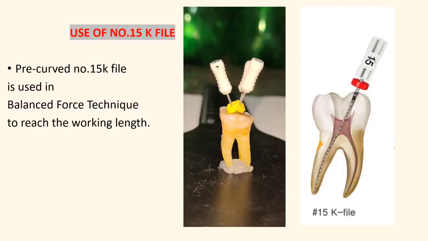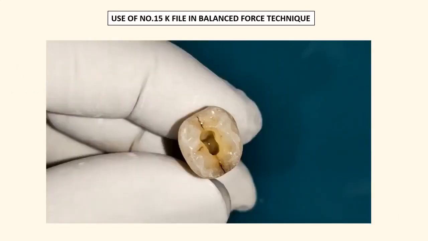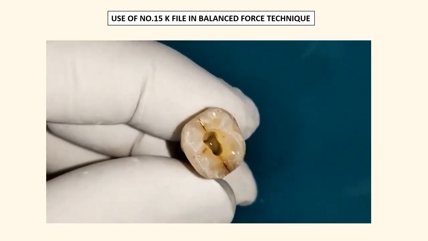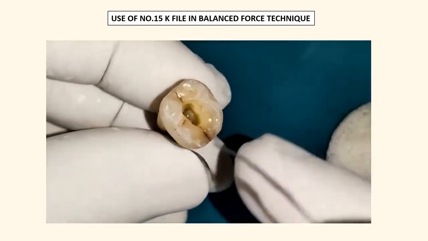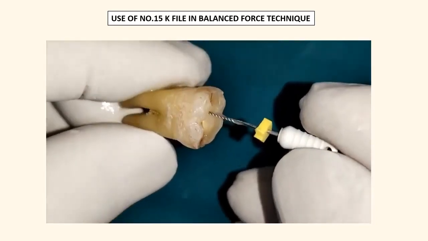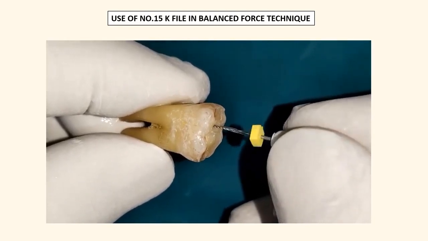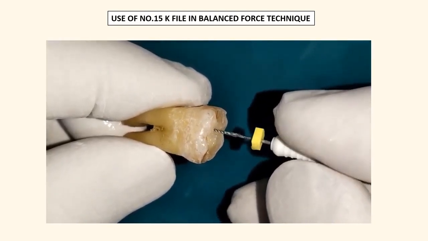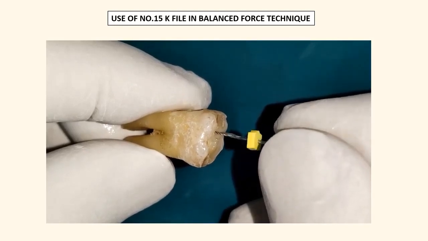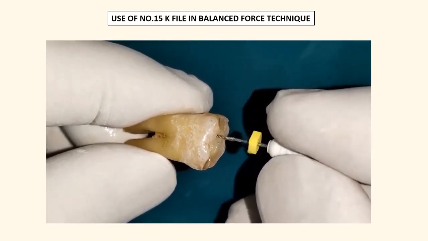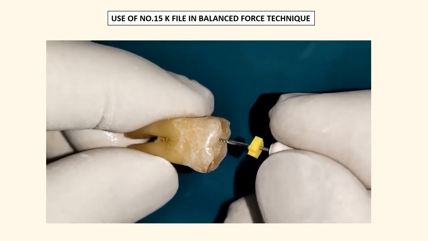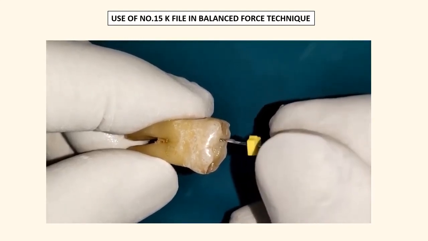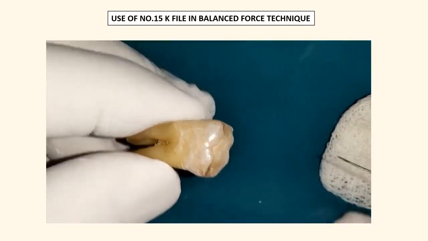Now the next step is use of the number 15K file. A pre-curved number 15K file is used in the balanced force technique to reach the working length. This is a small video showing use of the number 15K file in a balanced force technique. The 15K file coated with EDTA gel is passively inserted into the canal. 90° clockwise, 270° anti-clockwise. Repeat this motion 1 to 3 times. And a 360° full clockwise turn and remove the file.